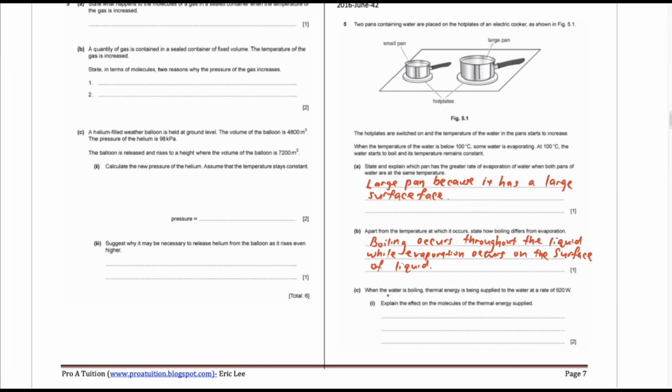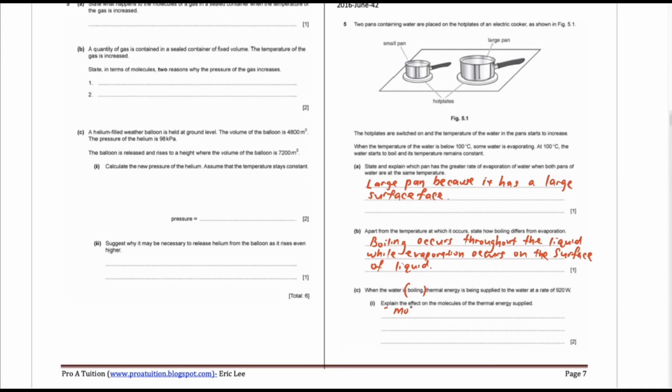Okay, so boiling is where the intermolecular forces are broken. It's where the liquid molecules change to gas molecules. So gas molecules, they are further apart. So this one should be easier to answer.